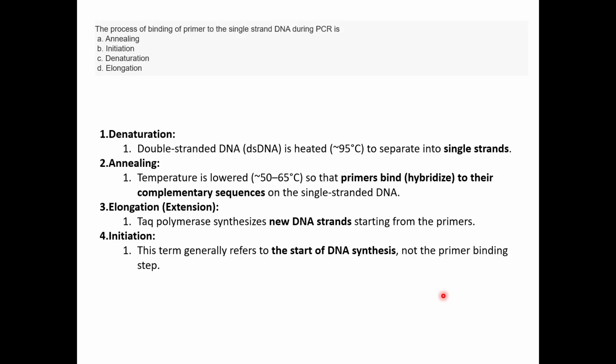Annealing is where the temperature is lowered to 50 to 65 so that primers bind efficiently to their complementary sequence on the single stranded DNA. Elongation is where the Taq polymerase synthesizes new DNA strands starting from the primers, and initiation is generally when you start the DNA synthesis and not primer binding.